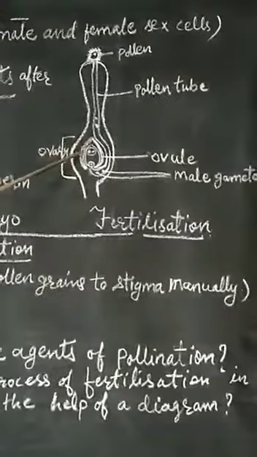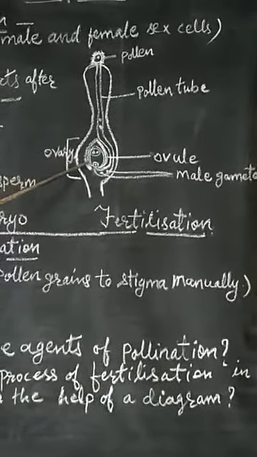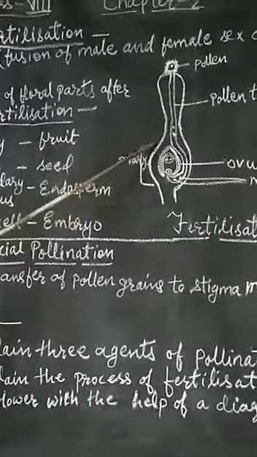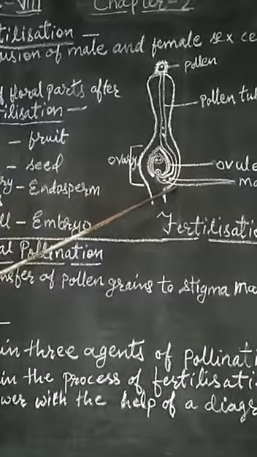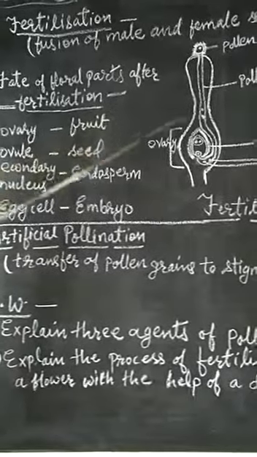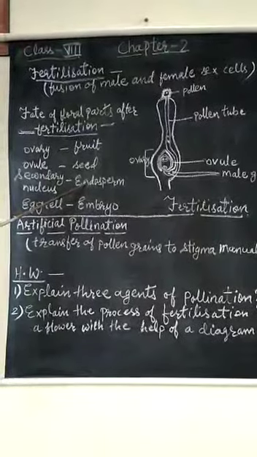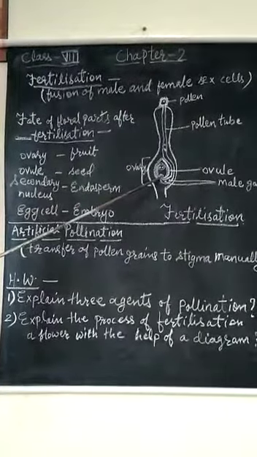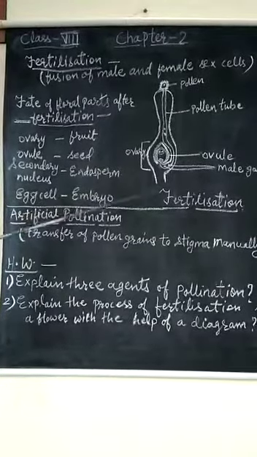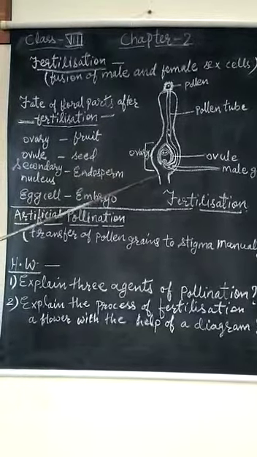And this ovule, this layer that is called the ovule, forms the seed, and this swollen base, it is the ovary, and it forms the fruit. The secondary nucleus or polar nuclei forms the endosperm, and the egg cell forms the embryo. This is the complete process of fertilization that occurs in a flower.